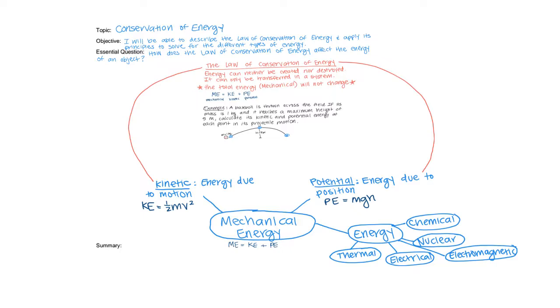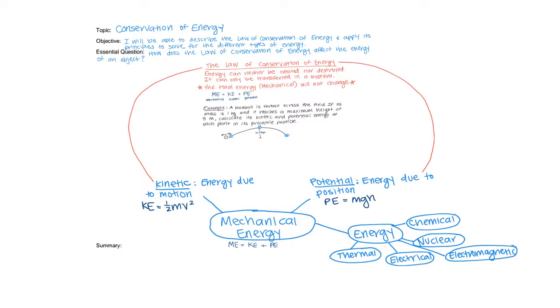So our objective today is to be able to describe the law of conservation of energy and apply its principles to solve for the different types of energy. Your essential question, which you all should try to answer in about a 1 to 2 sentence summary, is how does the law of conservation of energy affect the energy of an object?